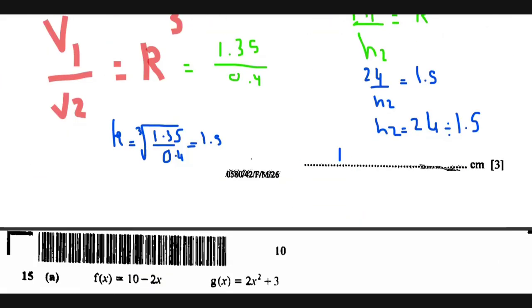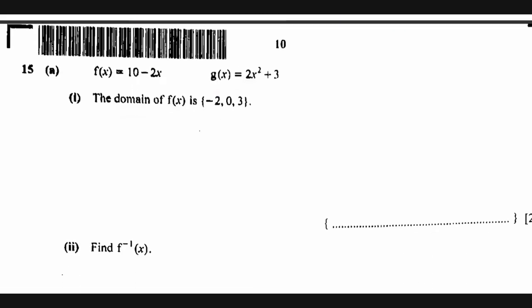Here, functions question. He gave you that f of x is equal to 10 minus 2x, and g of x is equal to 2x plus 3, and the domain is -2, 0, and 3. So he needs you to find the range.